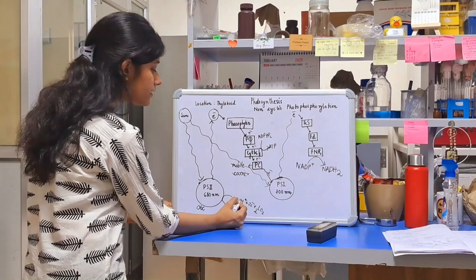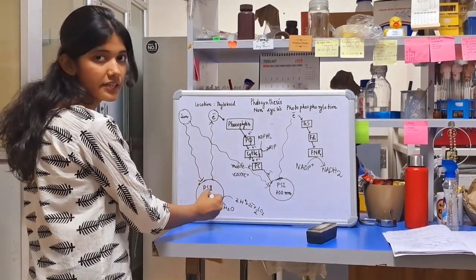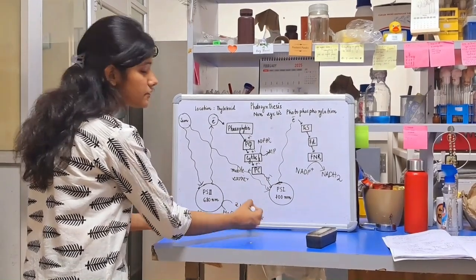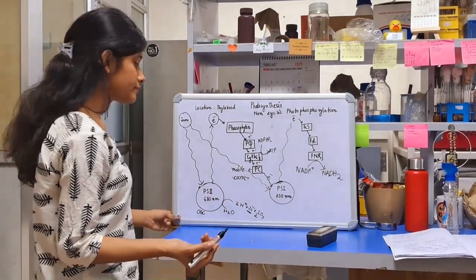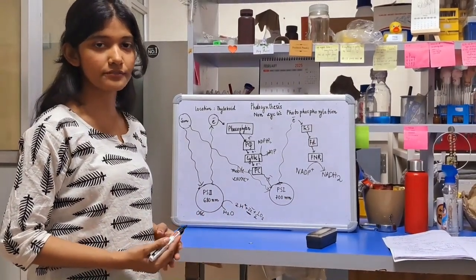So what is happening here? The gap which has been created here will be filled by this electron, and this oxygen will be released into the atmosphere. So this is about the non-cyclic photophosphorylation.